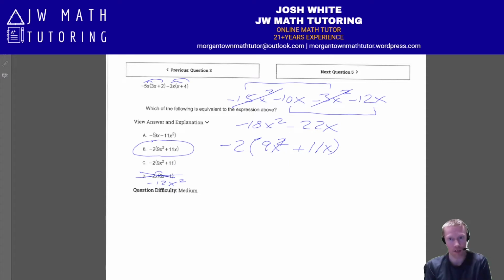And again, all we did on this problem was first step, distributive property. Second step, combining like terms or simplifying. And then third step, we factored out a common factor of just the number, negative 2.